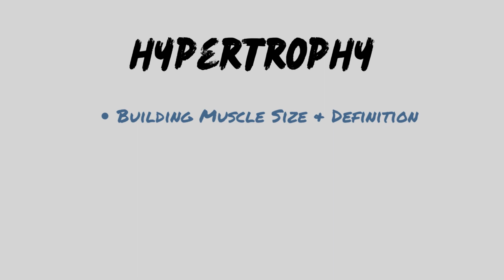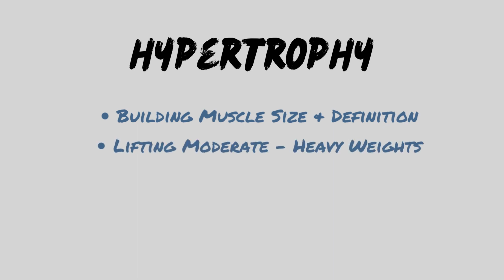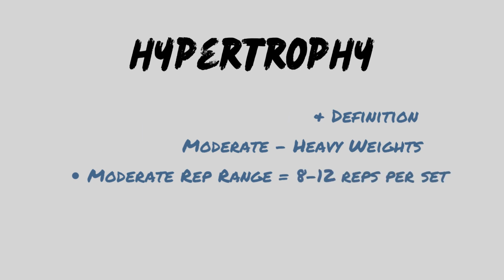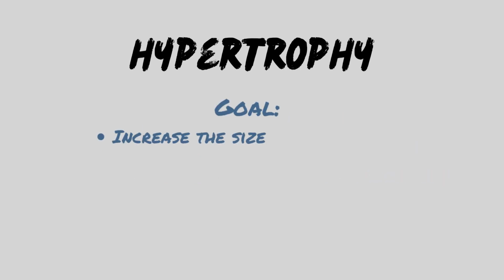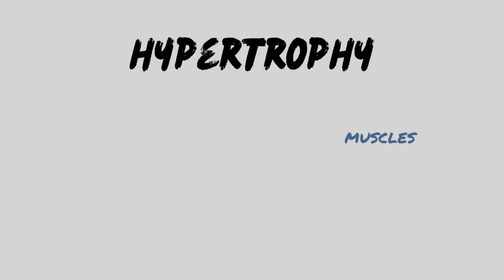Next up, we have hypertrophy. Hypertrophy is all about building muscle size and definition. This type of training involves lifting moderate to heavy weights for a moderate number of repetitions, usually around 8 to 12 reps per set. The goal of hypertrophy training is to increase the size of your muscles.